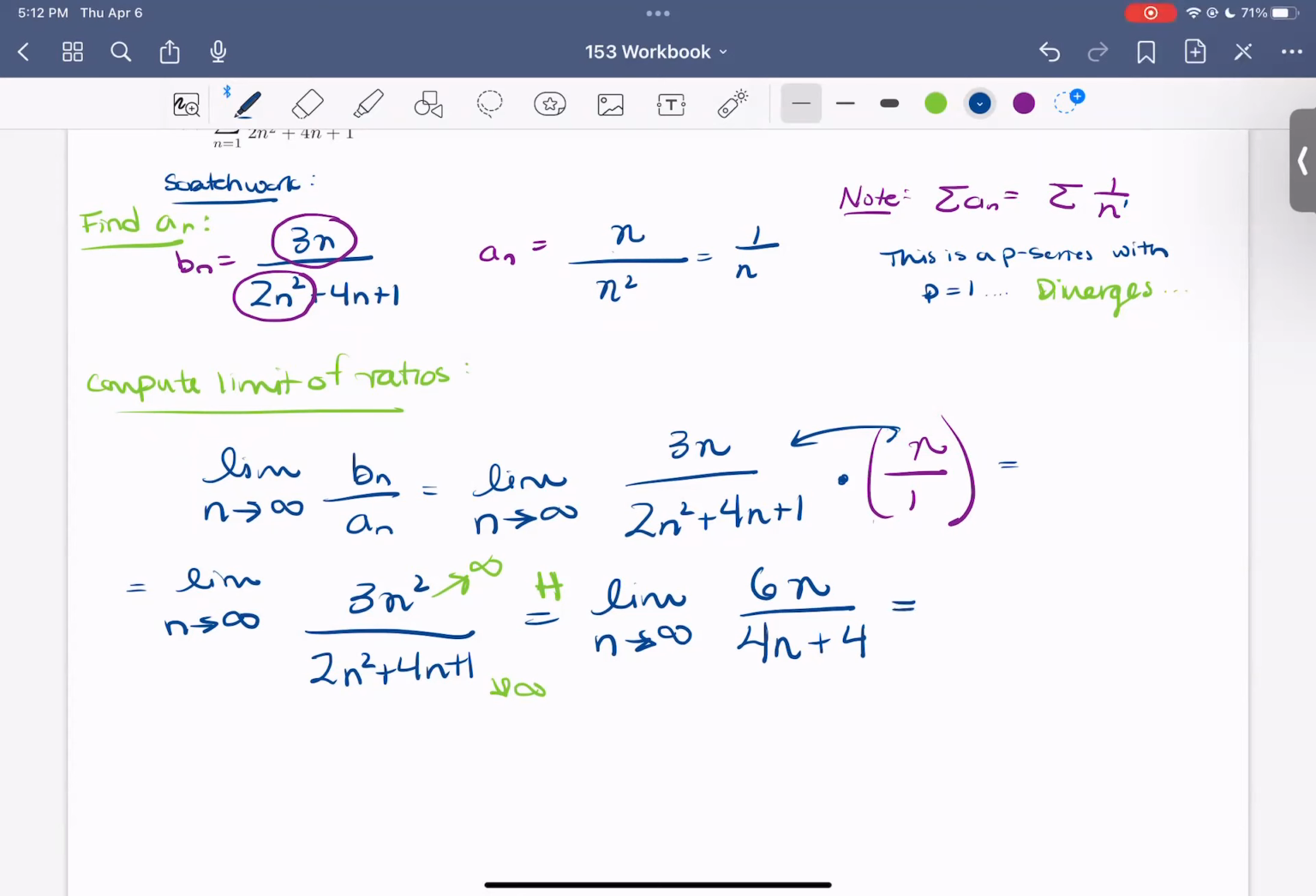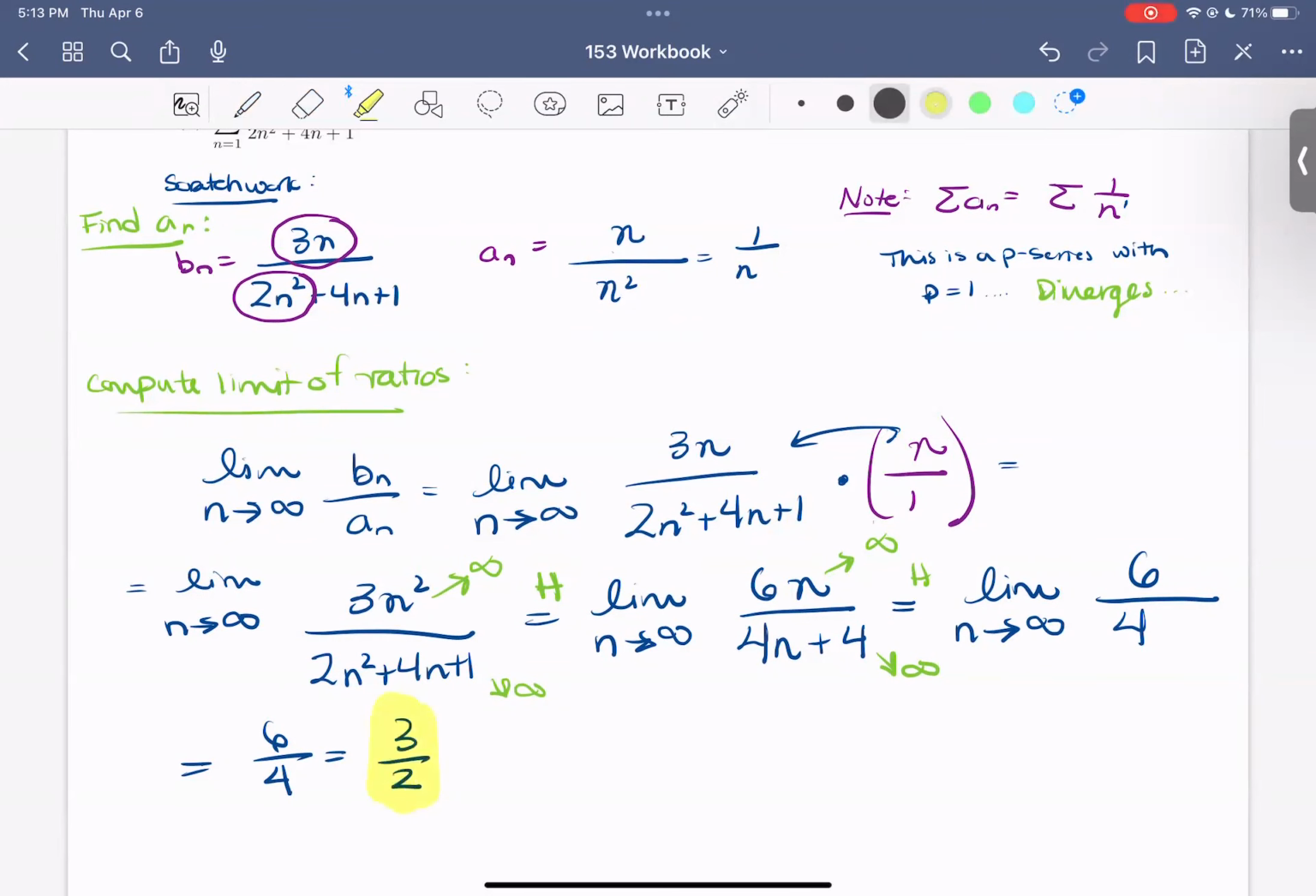Okay, so what's going on here? Well, this is simplified a little bit, but we still get infinity over infinity. So we just use L'Hopital's rule again to determine that this is equal to the limit as n goes to infinity of the fraction of derivatives. So the numerator now is just 6 and the denominator is 4. This is just a fixed number. So this limit is just equal to 6 over 4, which reduces to 3 over 2.